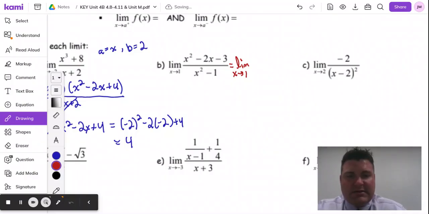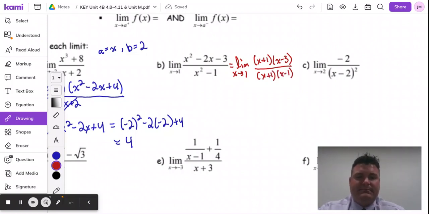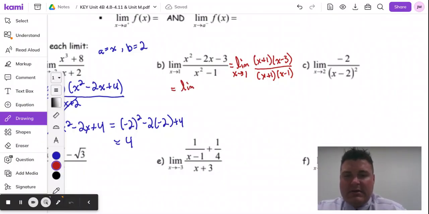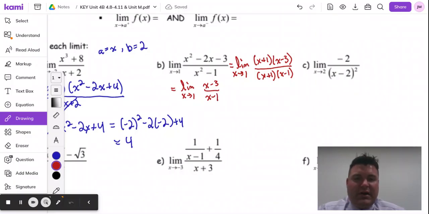I'm going to get x plus 1, x minus 3. And I'm going to get x plus 1, x minus 1. Okay, so the x plus 1s are going to cancel out. So this gives me the limit as x approaches 1 of x minus 3 over x minus 1. Now, if I were to plug in a 1, I would get a 0 in the denominator, but the negative 2 on top. So this does not exist.